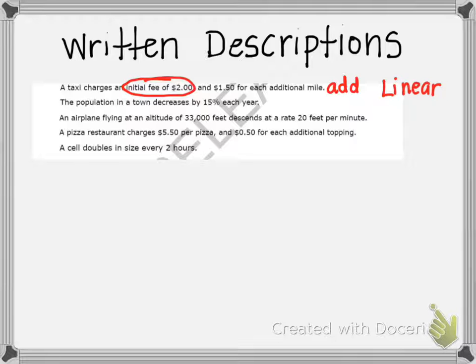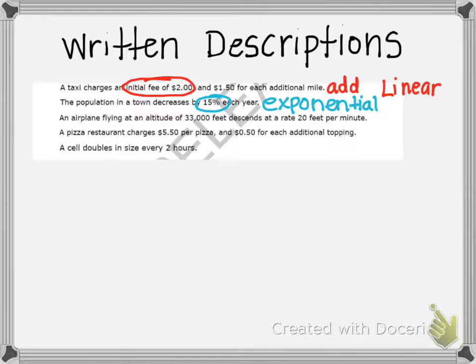All right, so for the second one. So the second one, it says a population of a town decreases by 15%. The fact that they told me 15% here should be an indication for me automatically that this is going to be exponential.